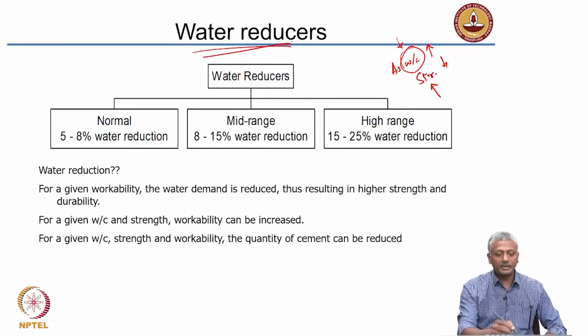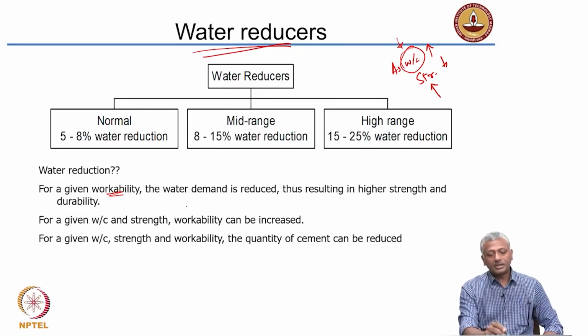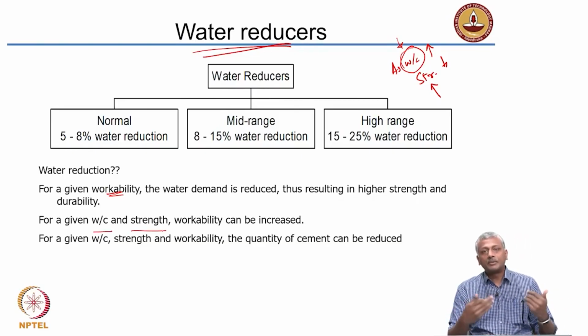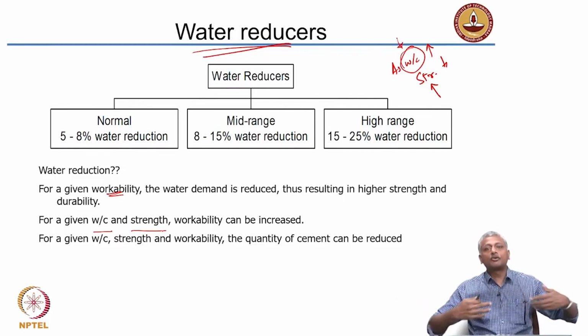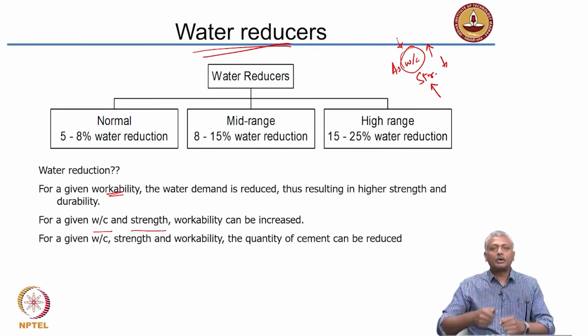Okay. So, for a given workability, that means for a given consistency or fluidity of a concrete mix, the water demand can be reduced, resulting in higher strength and durability. Alternatively, you do not change the water cement ratio, keep the strength constant, but what you will have is a concrete that moves around freely. It becomes flowable. When concrete starts becoming flowable, you do not have to spend a lot of energy in trying to compact it. We will come across these processes later.